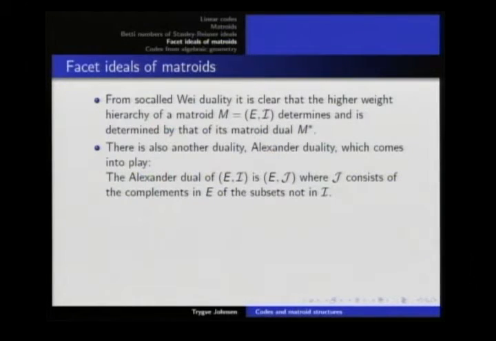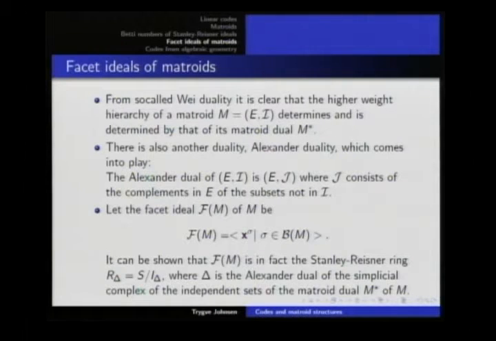Well, this is of any simplicial complex, where J consists of all complements in E of the subsets not in I. This is defined in general for simplicial complexes, as you know. But for a matroid, it looks like this. And let the facet ideal of a matroid be defined by the x, which are in the basis, the maximal independent sets.